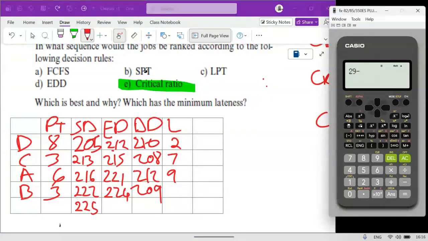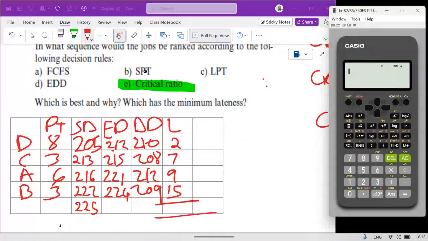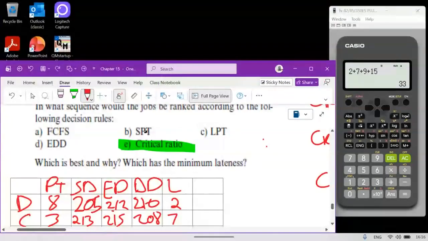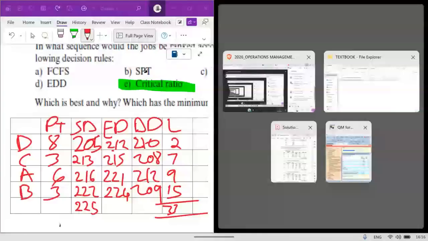Then 209 minus 224. What do you have? We have a 15. Then what is your total? We have 2 plus 7 plus 9 plus 15, which is becoming 33. Then you need to verify it by using your software.